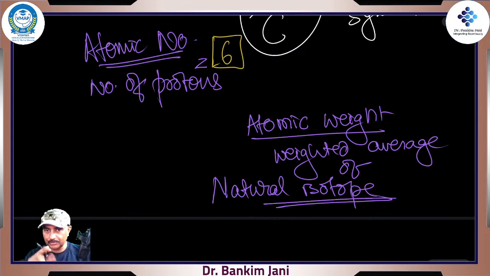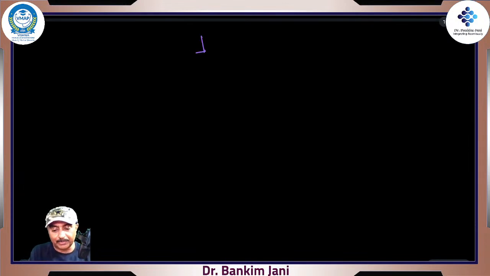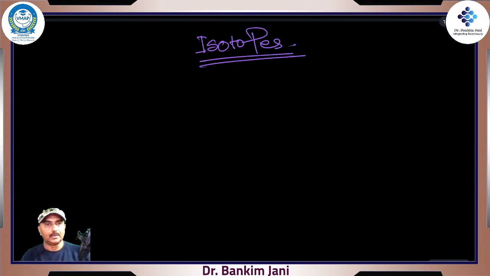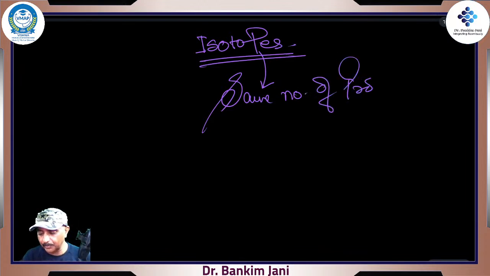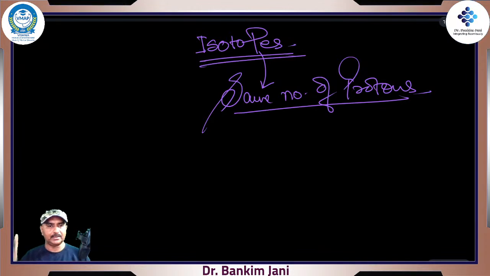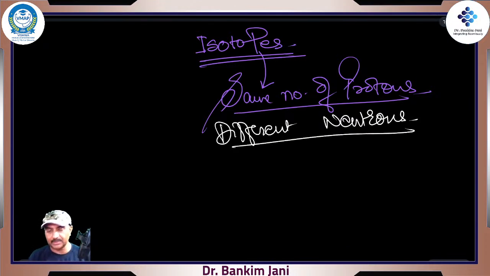We'll be discussing isotopes in just a few minutes, but that will give the idea of what really happens with different types of isotopes. When we say natural isotope, that means there must be some change. Isotopes have the same number of protons, but that's the whole idea, different neutrons, and that changes the whole thing.